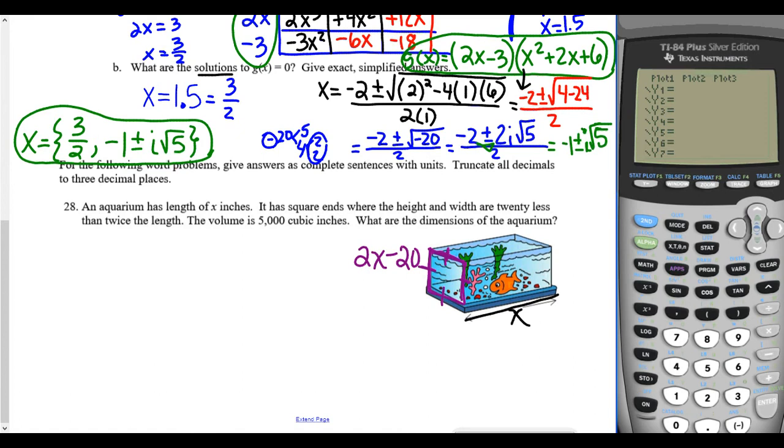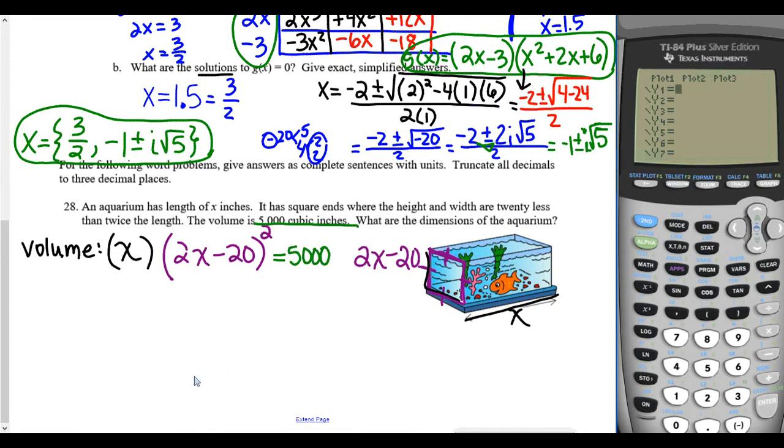So I've got a volume, and I need to write an expression for my volume. My volume is going to be x times the length times the width, which would be 2x minus 20, and that's going to be squared because there are 2 of them. Now we know that that volume has to be equal to 5,000 cubic inches. So I want to find when this expression for the volume is equal to 5,000.